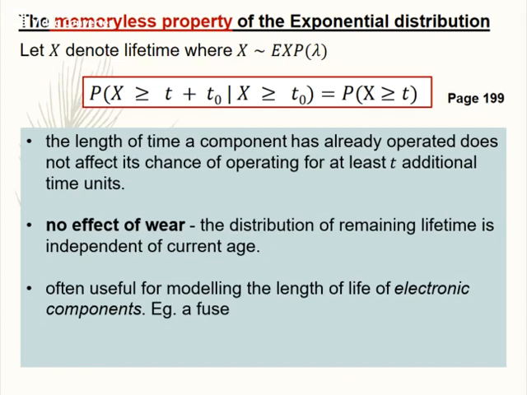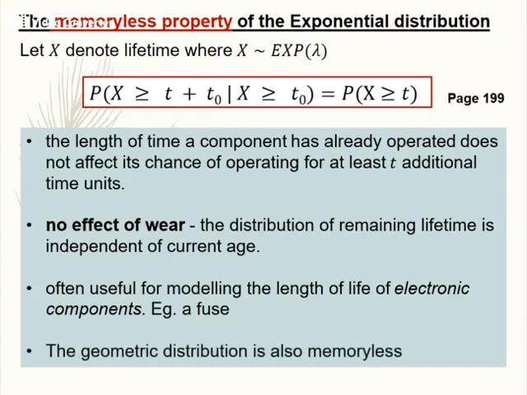So an example would be the lifetime of electronic components such as fuses. It doesn't matter whether the fuse has been there for a year or 1,000 years or not. The probability of surviving an additional t years or months or minutes remains the same. And an interesting fact, the geometric distribution is another distribution that also has this memoryless property.